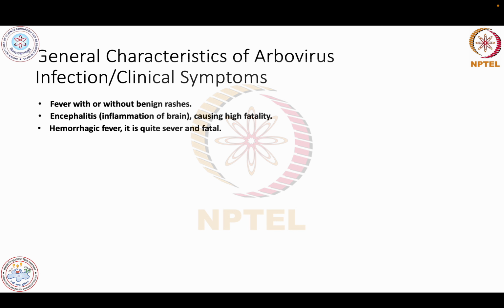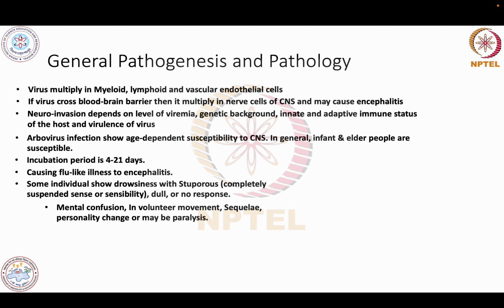General characteristics of arbovirus infection: fever with or without benign encephalitis, that is inflammation of the brain causing high fatality. Hemorrhagic fever is quite severe and fatal.